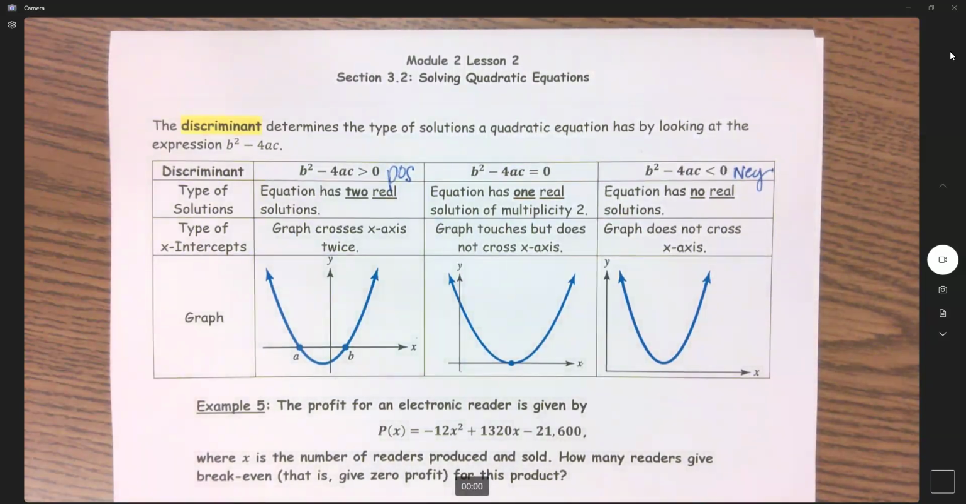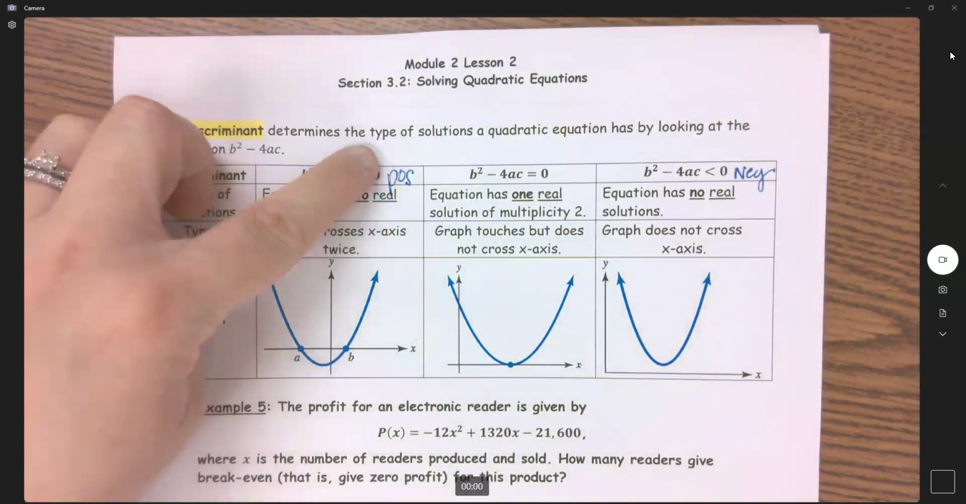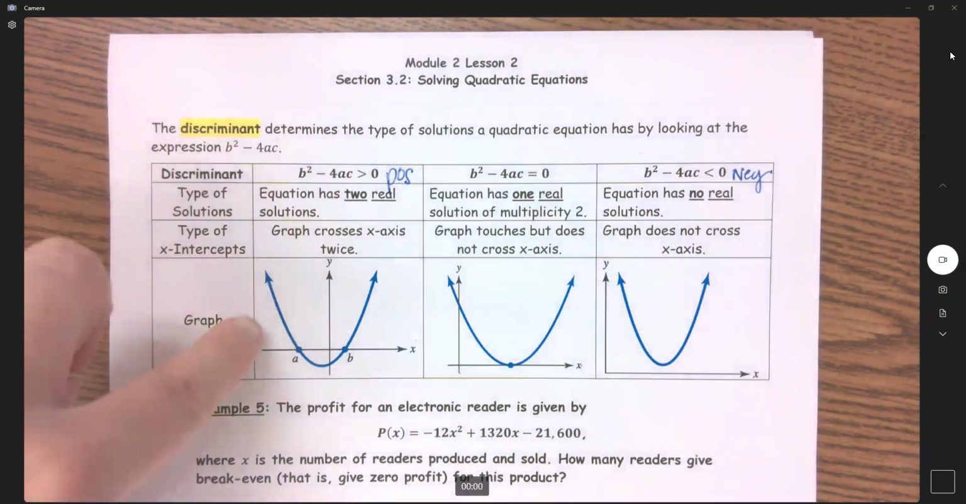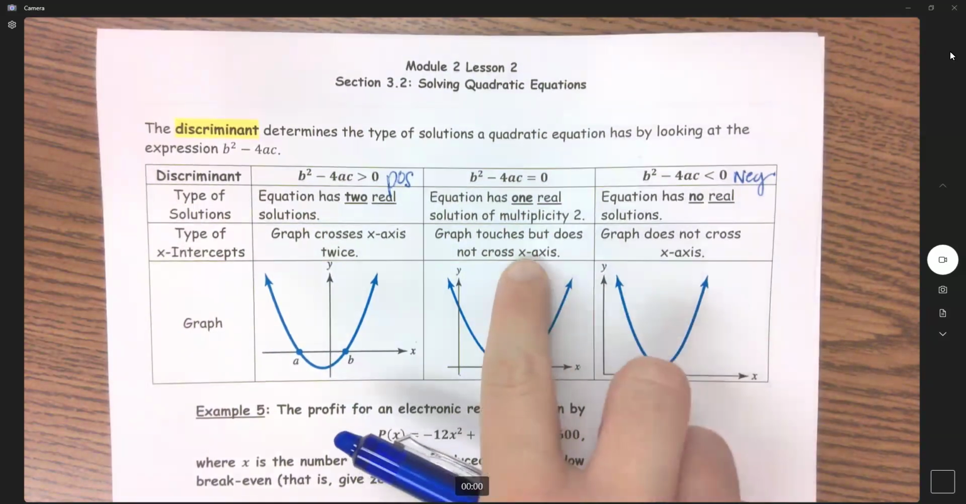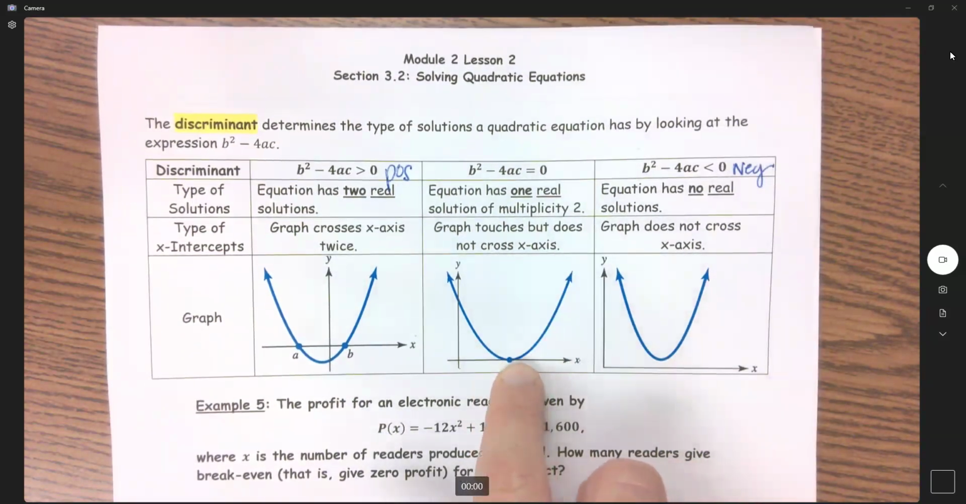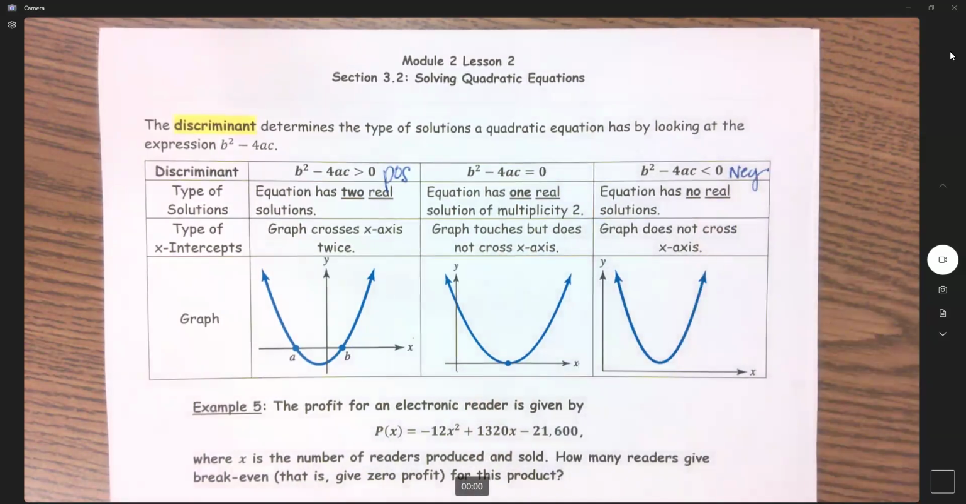And so you have one question that's talking about this. So positive means two real solutions, crosses twice. If it equals 0, one solution, it touches, and it looks like this. If it's negative, it has no solutions, which means it doesn't touch that x-axis.